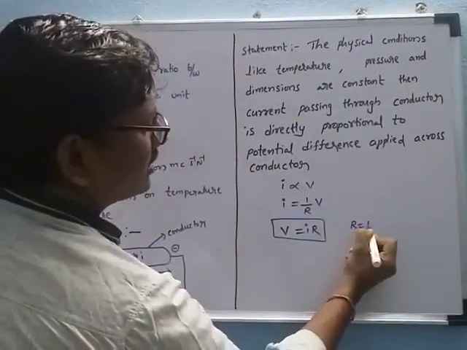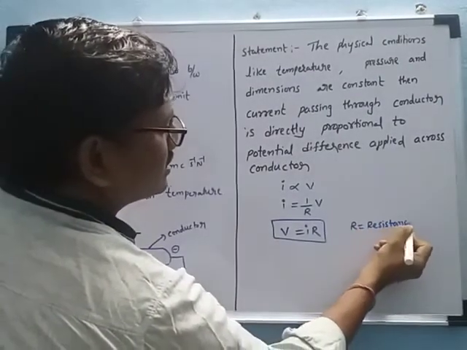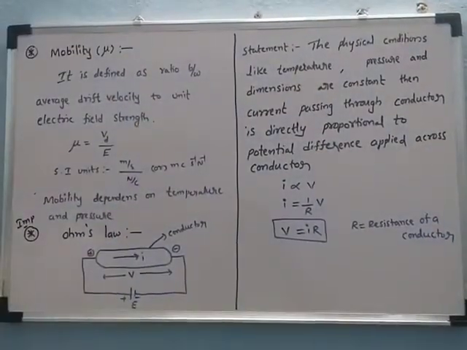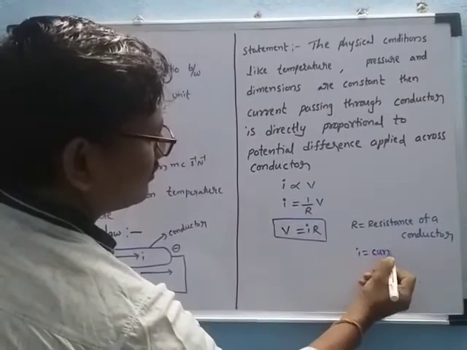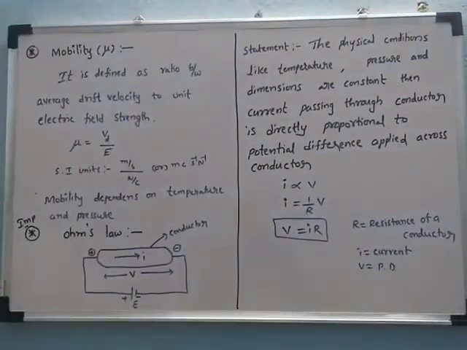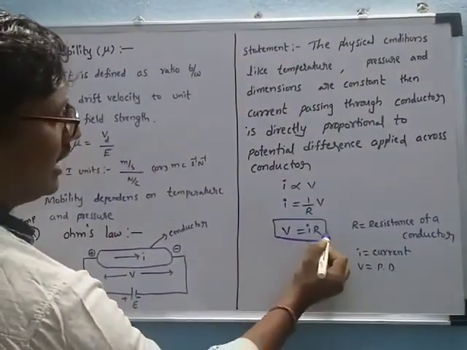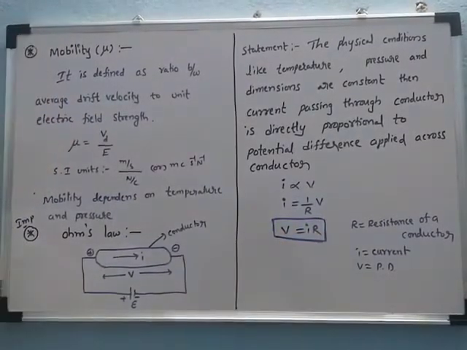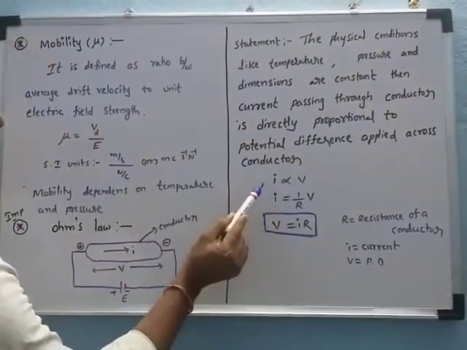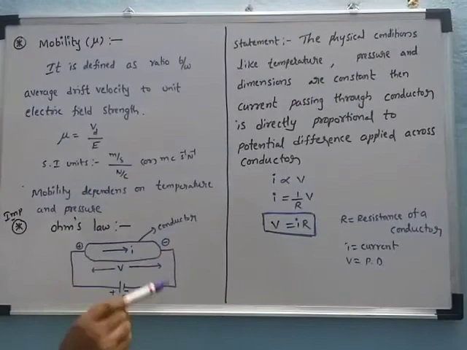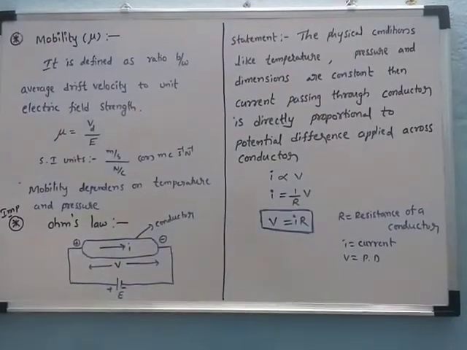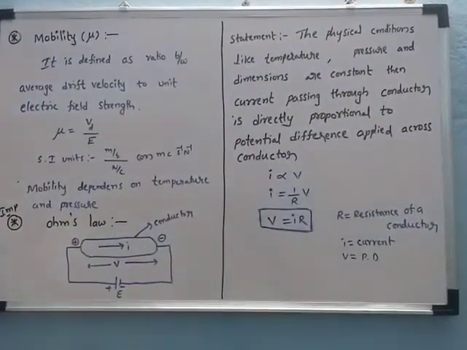R is the resistance of the conductor, I is the current, and V is the potential difference. The formula V is equal to I into R is called Ohm's law. Understand that the physical conditions like temperature, pressure and dimensions are constant, and the current passing through the conductor I is directly proportional to the potential difference.